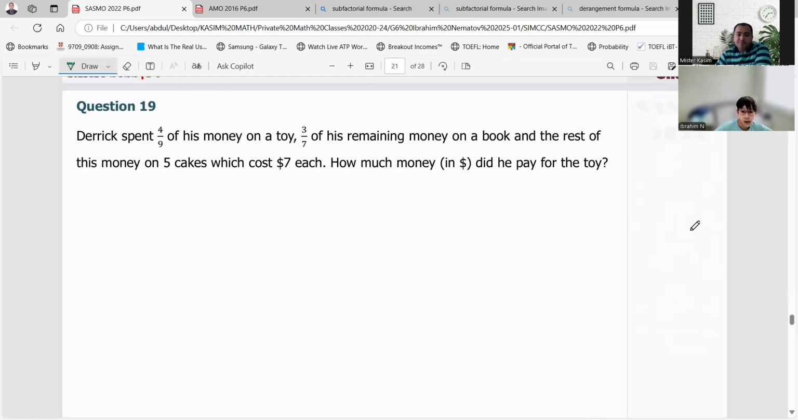17 and 19, 18, 19. Read the question. Derek spent 4/9 of his money on a toy, 3/7 of his remaining money on a book, and the rest of his money on 5 cakes, which cost $7 each. How much money in dollars did he pay for the toy? Try again, Ibrahim. I'll give you 3 minutes. Let's see what you get this time. The same answer or different answer?